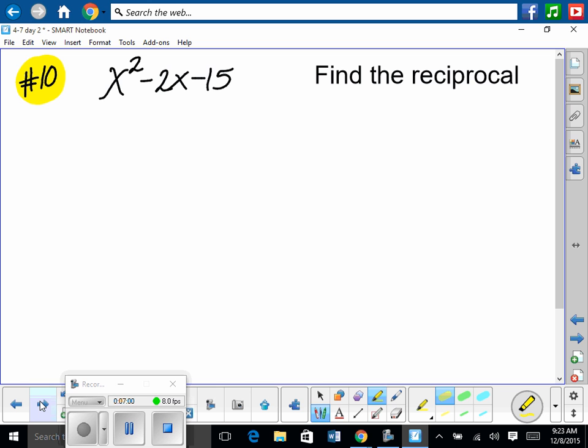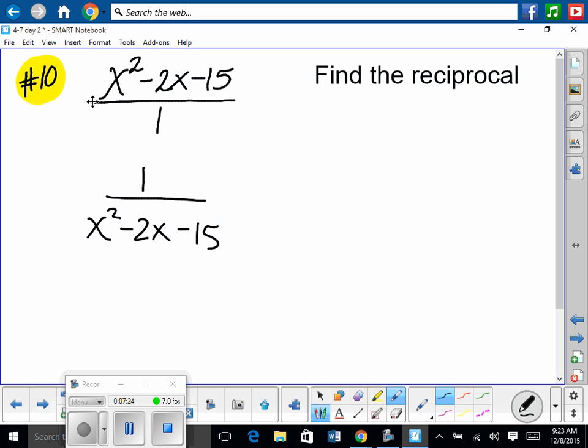Okay, so now, number 10, last thing is I'm going to just let you work. It asks us to find the reciprocal. Reciprocal is literally taking that exact thing and flipping it. So technically, isn't this the fraction x squared minus 2x minus 15 all divided by 1? So isn't the reciprocal just taking that and flipping it? So it's simply 1 over x squared minus 2x minus 15.